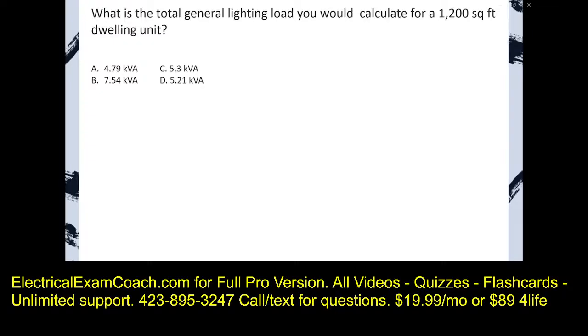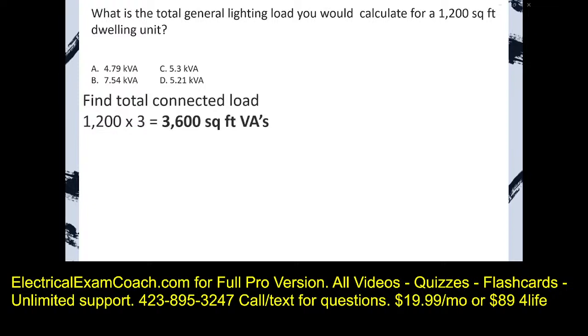Notice that I took out all the pointers that we had in the previous slide. Anytime it asks for the total, you're always going to be applying a demand factor if there is one. And in every one of these type calculations, you're going to have the 2 small appliance and 1 laundry circuits. Step 1, find the total connected load.